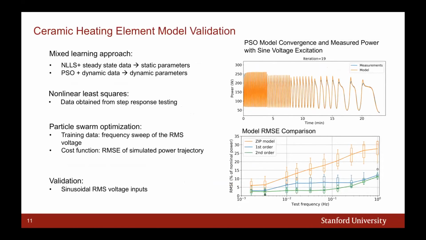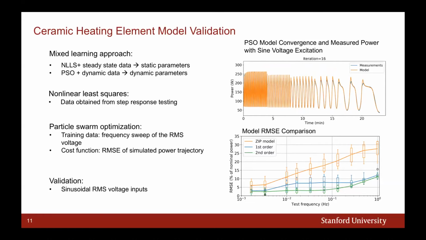To learn these models, we used a mixed learning approach. To learn the correlation between steady state power and impedance of the element, we use nonlinear least squares on steady state data. Then to learn the remaining dynamic parameters, the thermal RC time constants, we used particle swarm optimization. The animation on the top right shows in blue the measured power in response to a sinusoidal RMS voltage excitation, and the orange line is the model as we iterate through the particle swarm and hone in on the correct RC values.